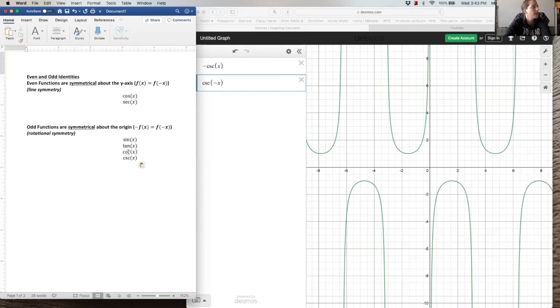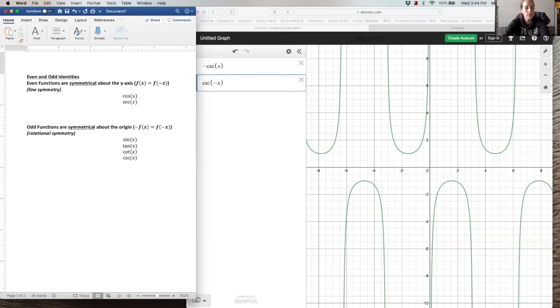Okay, so that's examples of odd and even. Even functions are cosine and secant. Odd functions are sine, tangent, cotangent, and cosecant. And those are going to make up the start of our fundamental identities.